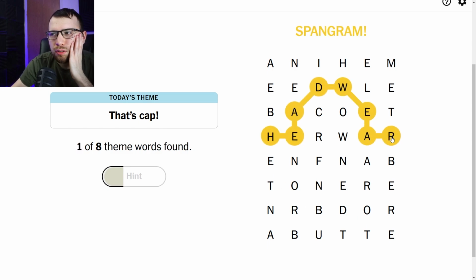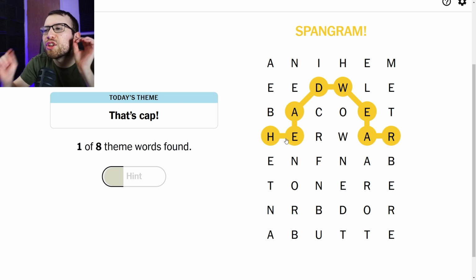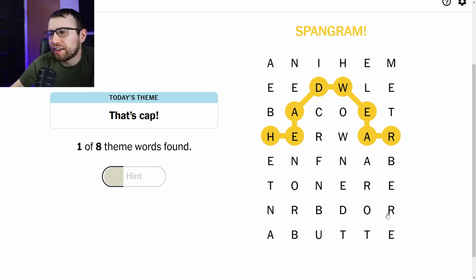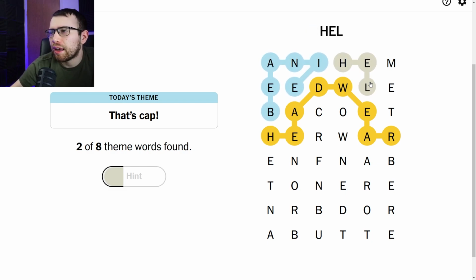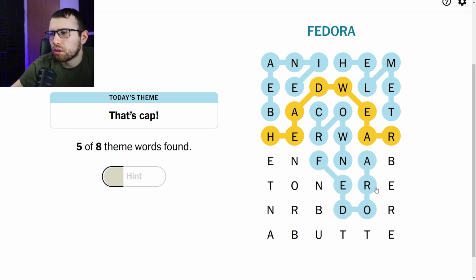Literally it is. I am a genius. And that even looks like a hat. Okay, this is going well. All right. So, beanie, helmet, crown, fedora, beret.